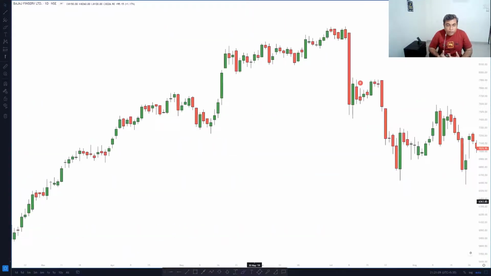Okay, so what we are going to do is mark all the major resistance and support in this chart, which is of Bajaj Finserv, and this is a real-time chart, right? So let's go ahead and just mark the major support and the resistance.